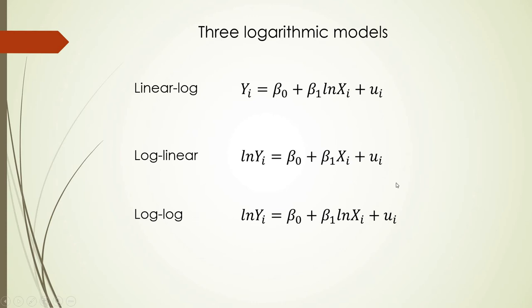It doesn't mean that if you have a multivariate model with more than one independent variable, all of them need to be logarithmed. No, some of them can still be linear and some of them can be in the shape of logarithm. So it is also possible.